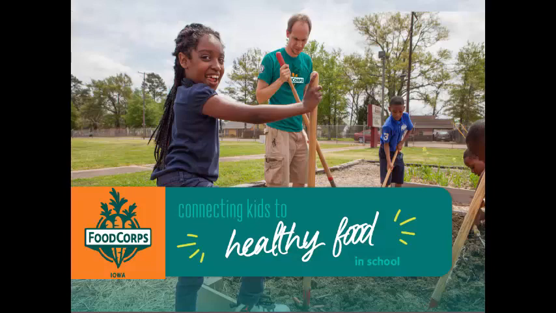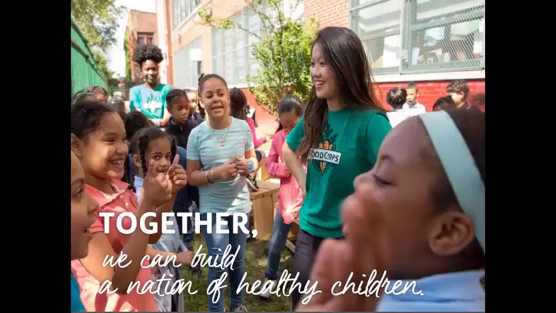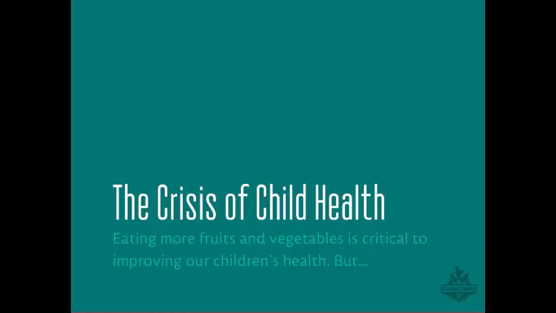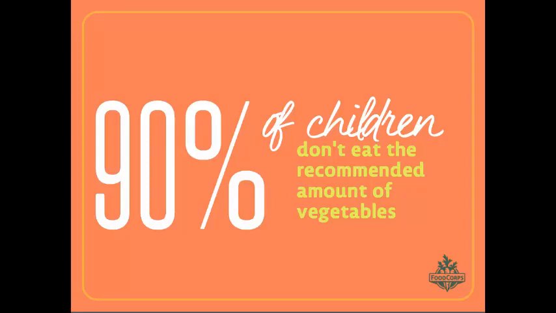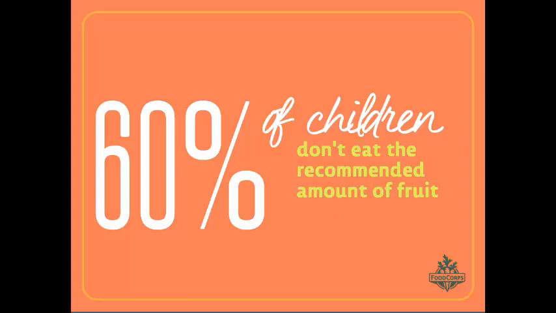So, to get started, a little bit about why FoodCorps exists. Our mission is that together we can build a nation of healthy children. FoodCorps has been around for just over 5 years now. We exist because the founders of our organization know that our country is really facing a crisis of child health, and that eating more fruits and vegetables is really critical to improving children's health across Iowa and across the country. Today, 90% of children across the country don't get the recommended amount of vegetables. 60% of children don't eat the recommended amount of fruit every day.